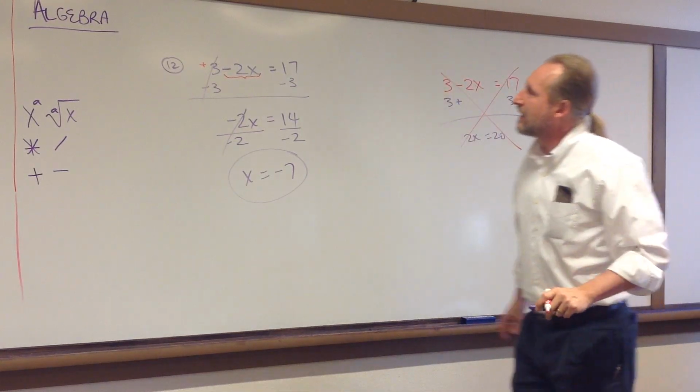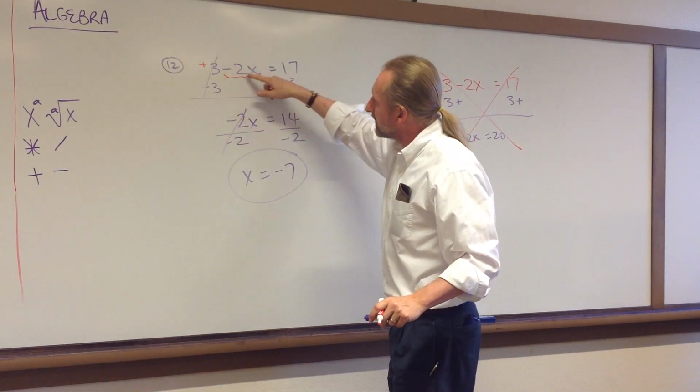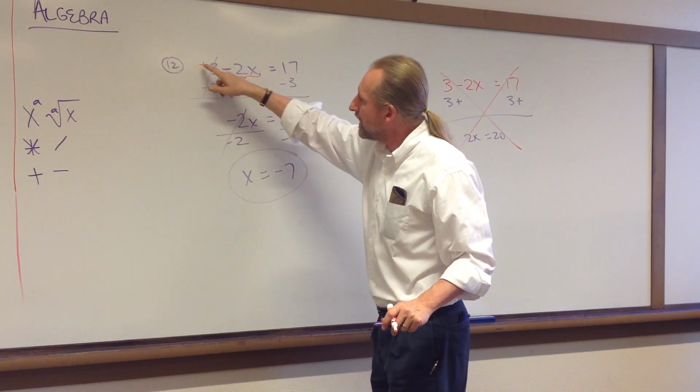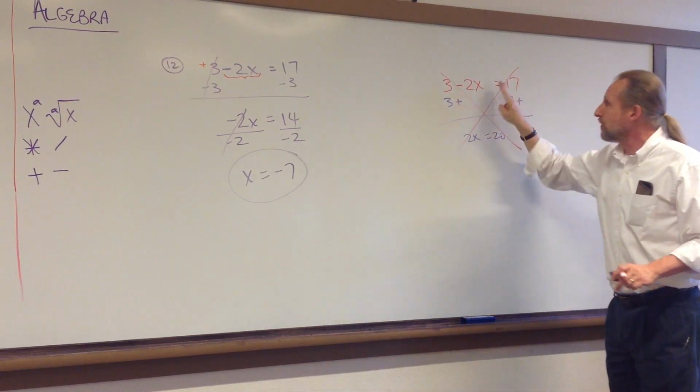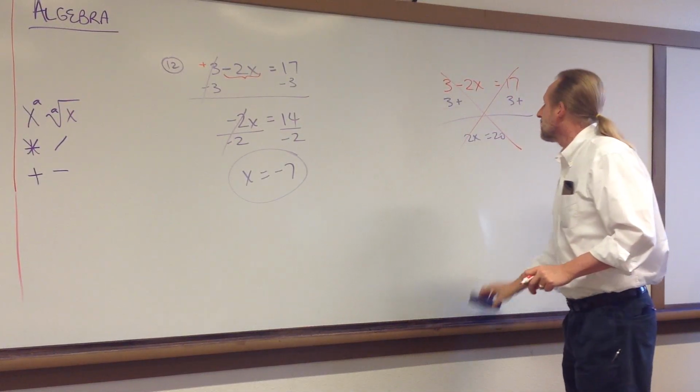So that's what I'm saying, is that this negative sign is attached to the 2. The 3 is a positive 3, that's why we subtract 3 on both sides. Please don't fall into this trap right here, okay?